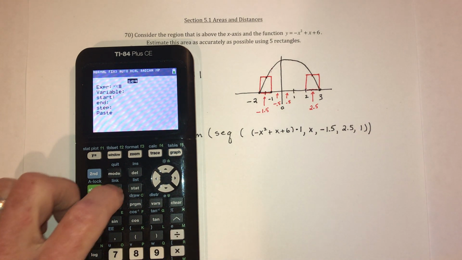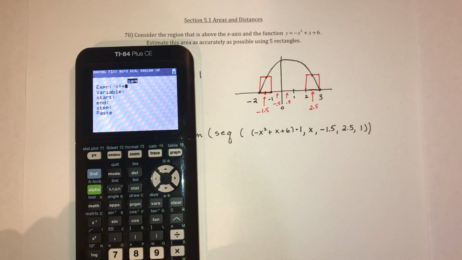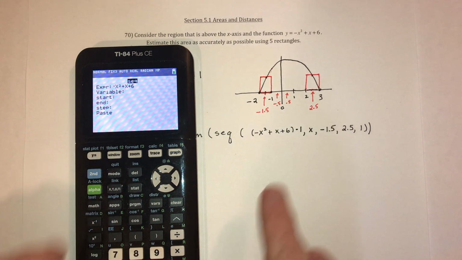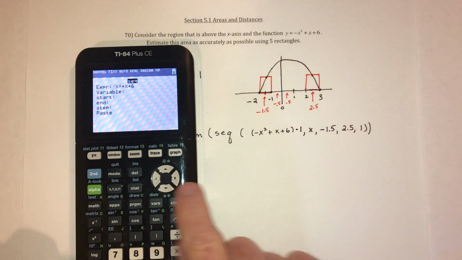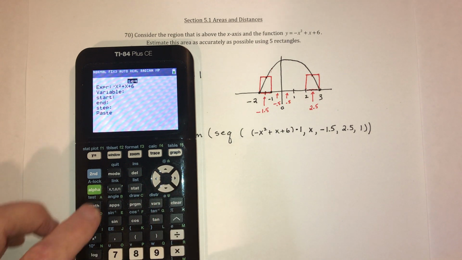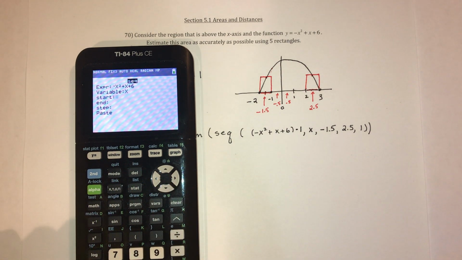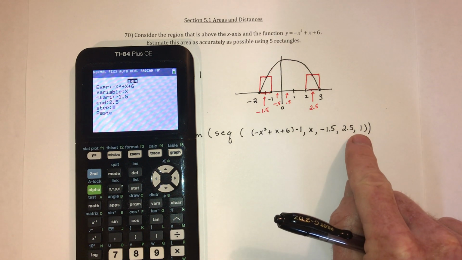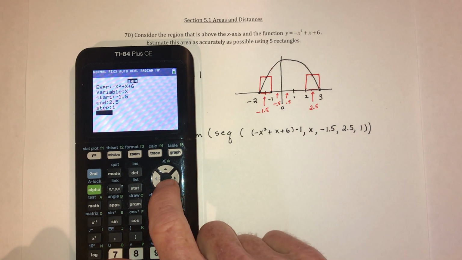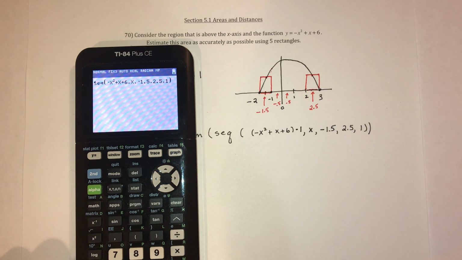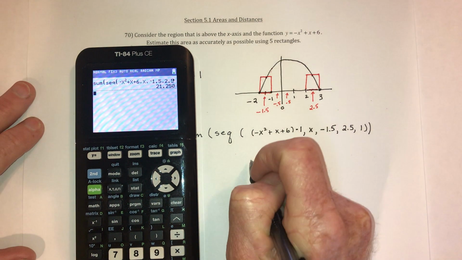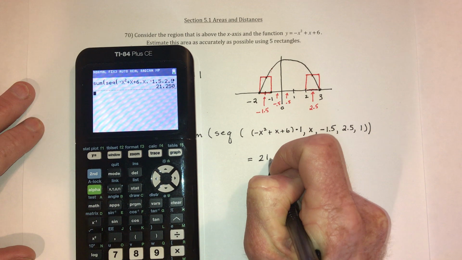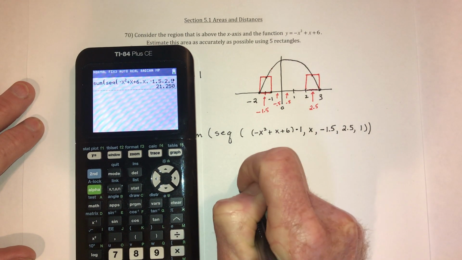So on this operating system, you can type the function, and then that would be times delta x. But in this case, since it's times 1, I don't really need to type times 1. The variable we're using is x. Start at negative 1.5 and go until you get to 2.5. And the step means the delta x. Paste just means put it on the home screen. And so it says that the area is approximately 21.25.